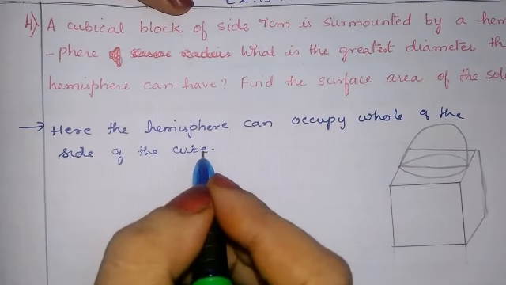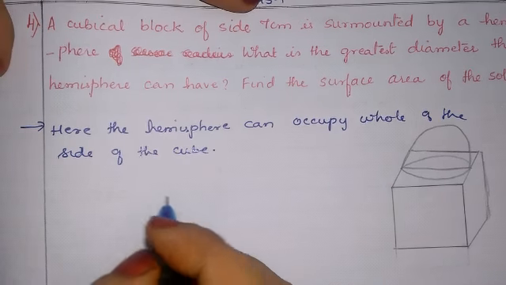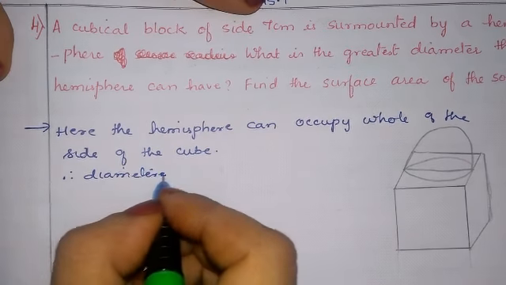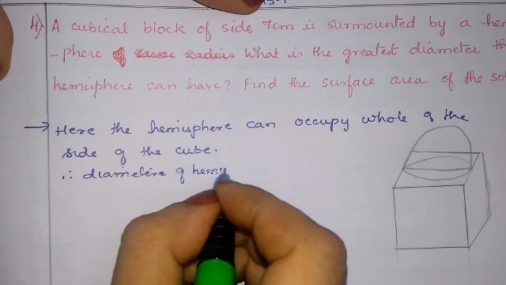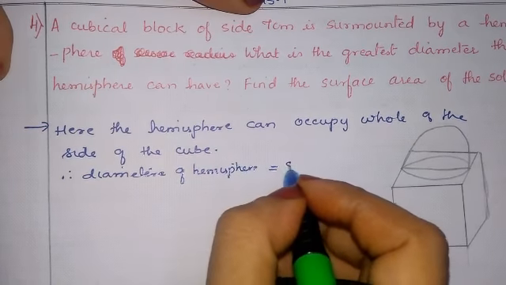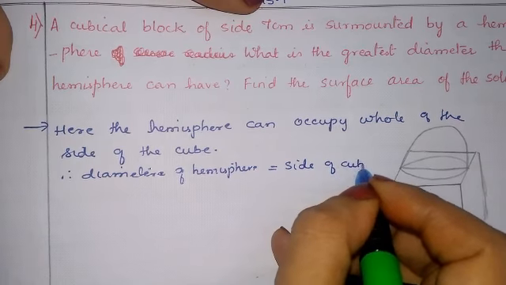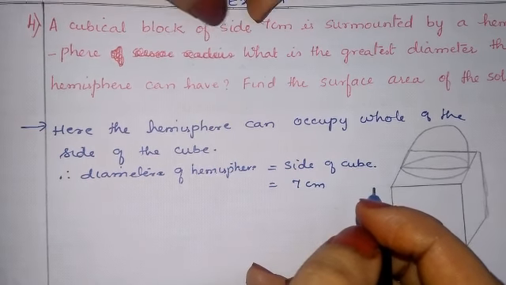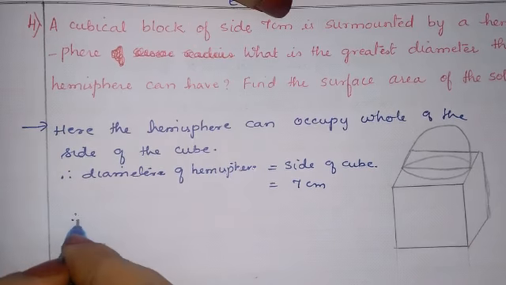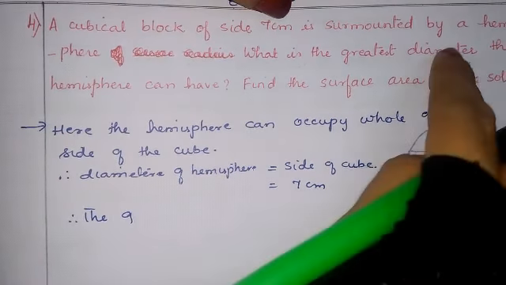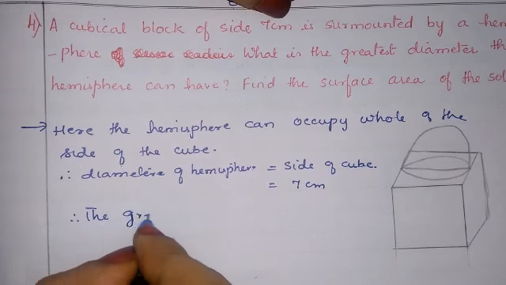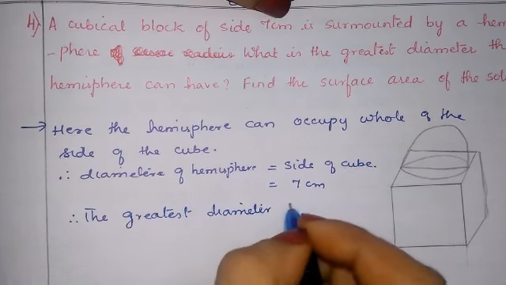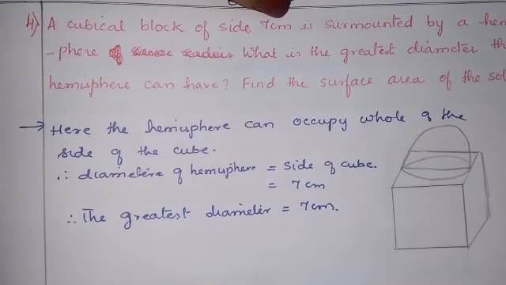Now, the diameter of the hemisphere is equal to the side of the cube. Side of the cube is 7 cm. It is given a cubical block of side 7 cm. Therefore, the greatest diameter, what they asked, is 7 cm.